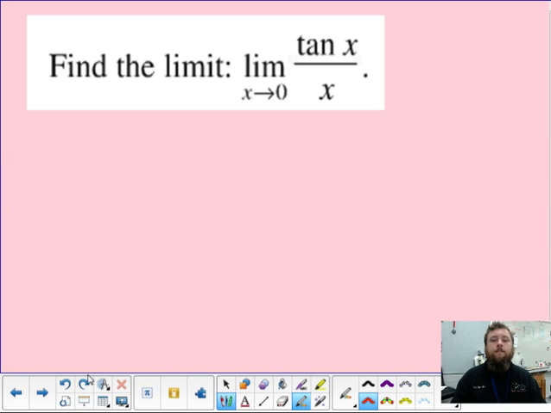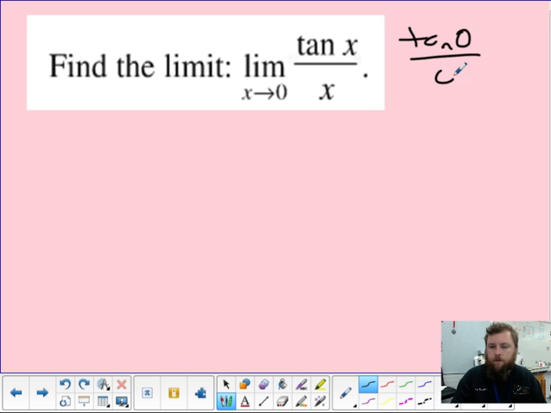All right. So let's do the last example here. So I want to find the limit of tangent of x over x as x approaches 0. And if you try to just plug that in, you get tangent of 0 over 0, which is 0 over 0, and that doesn't work.